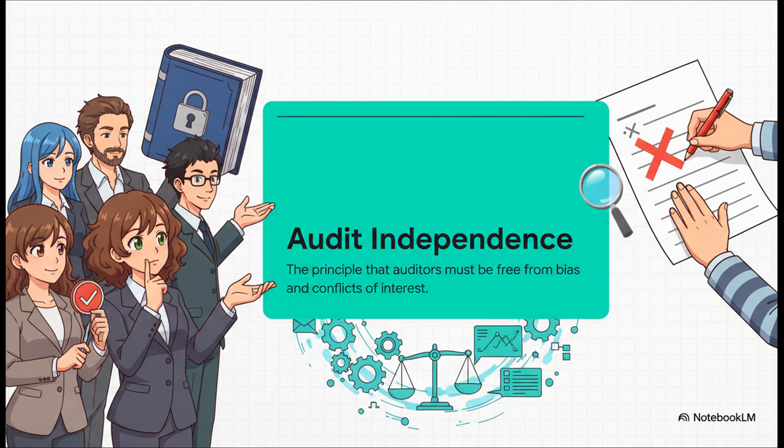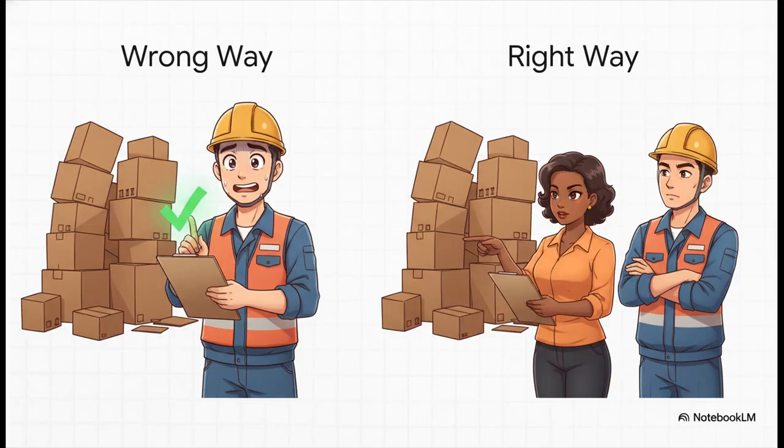You cannot grade your own homework. The person checking the work can't be the same person who did the work. Period. And here's the perfect, most straightforward example. Why can't the warehouse manager audit the warehouse? It's simple. Bias. They have a massive conflict of interest.